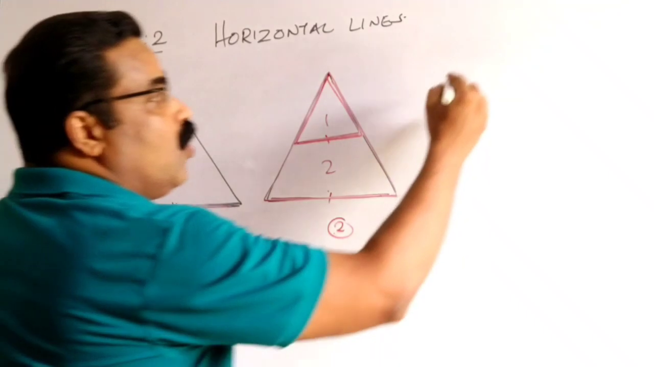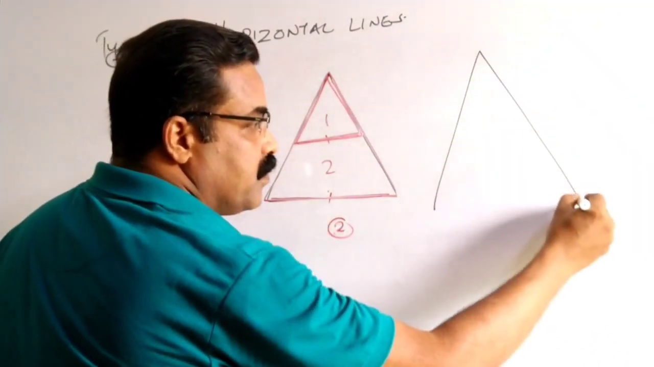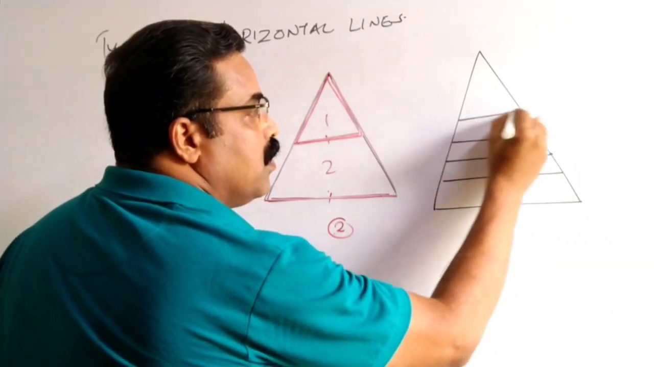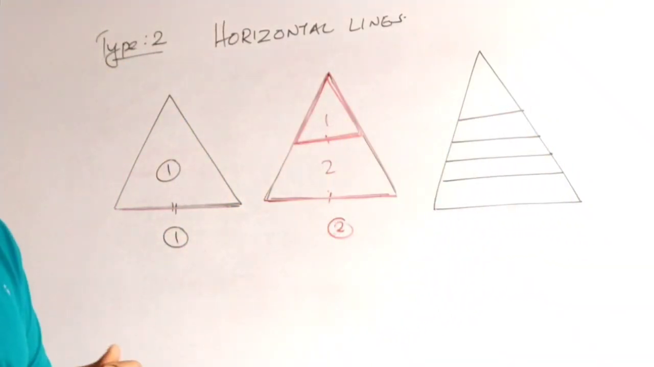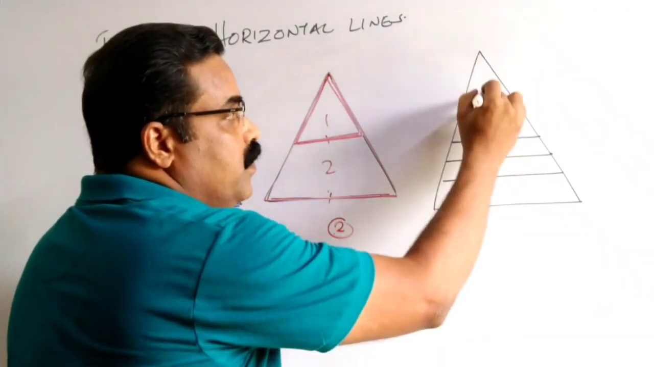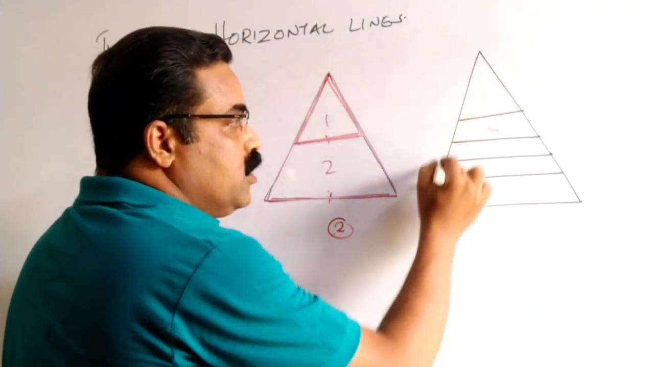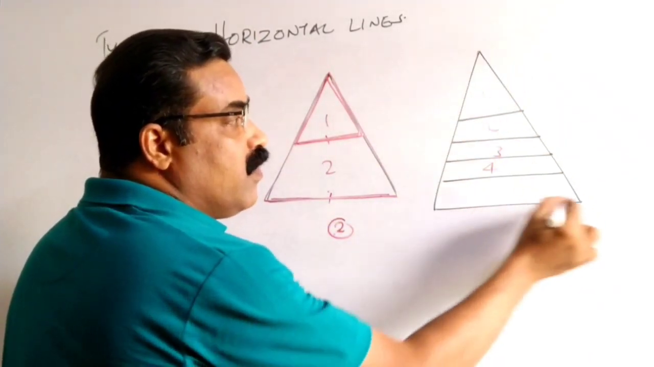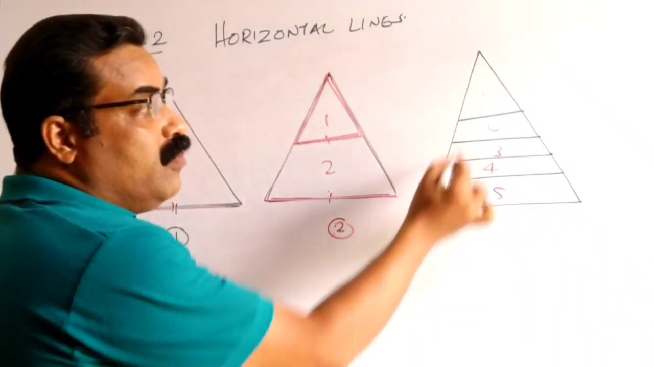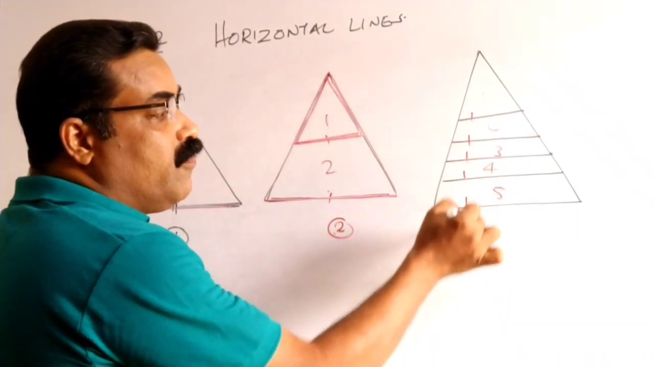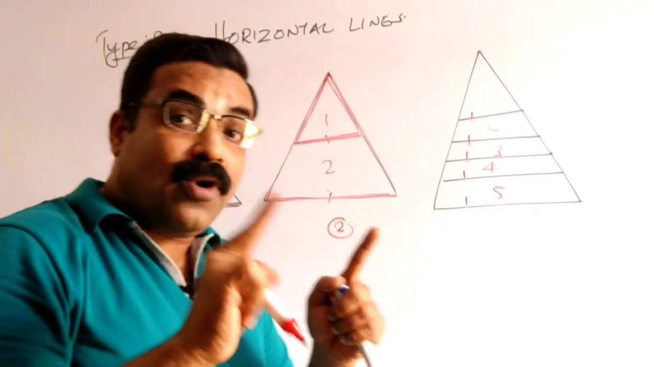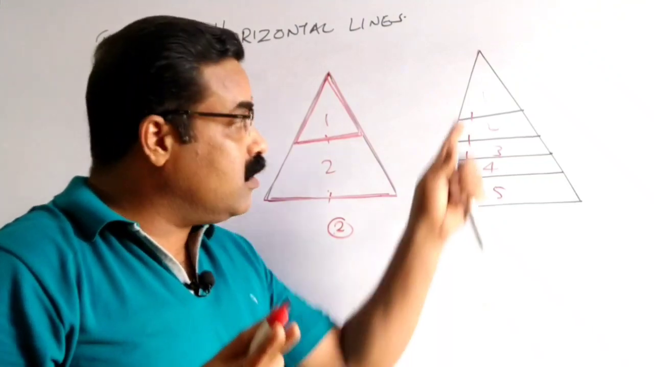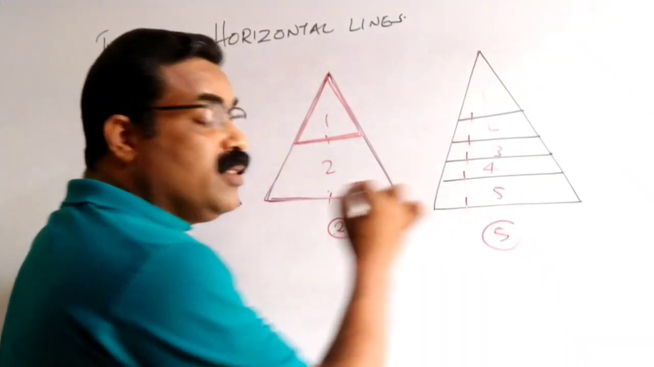So let us draw like this. How many triangles are there in this figure? So here you can say this is one triangle, this is the second triangle, and this one the third triangle. This is the fourth triangle and this bigger one will be the fifth triangle. So here you have 1, 2, 3, 4, 5 horizontal lines. So 5 horizontal lines means we have 5 triangles in this figure. So the correct answer is 5.